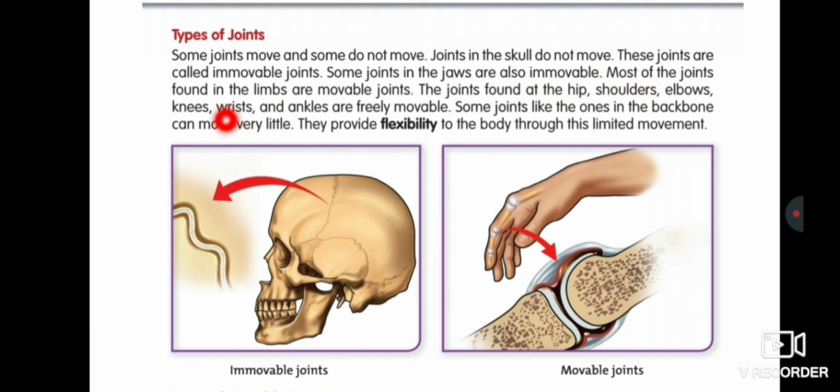Most of the joints found in the limbs are movable joints, because we need limbs to move or to do our work. So that's why most of the joints are movable. The joints found at the hip, shoulder, elbows, knees, wrists, and ankles are freely movable. Some joints, like the ones in the backbone, can move very little. They provide flexibility to the body through this limited movement.